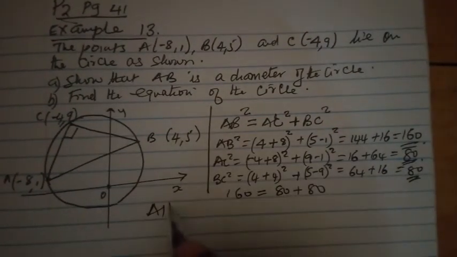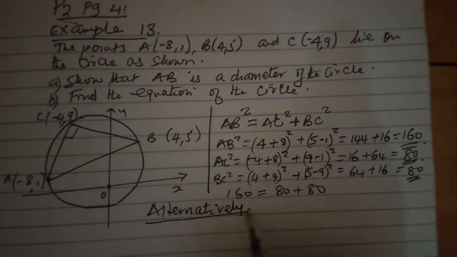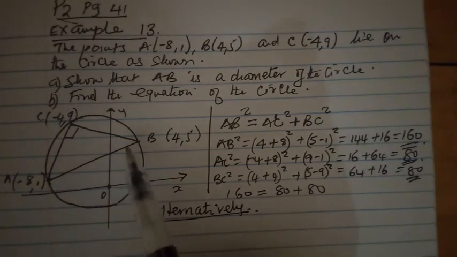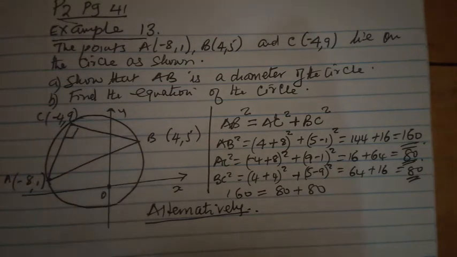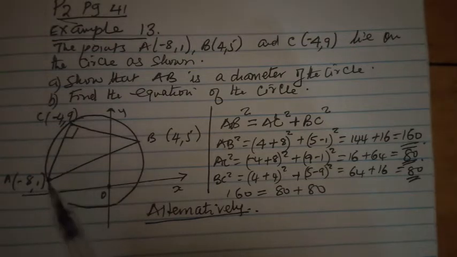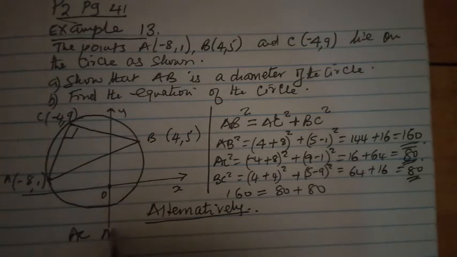Alternatively, you can also answer that question in a very simple way. I'm going to use the property that a diameter will subtend an angle of 90 degrees on the circumference of the circle. If this is the diameter, then this angle must be 90. And how do we know that? It means this line AC must be perpendicular to BC.